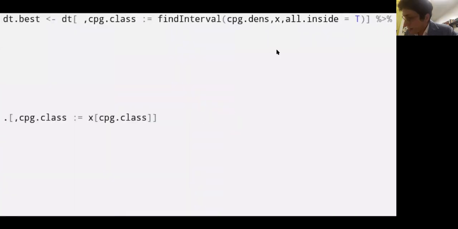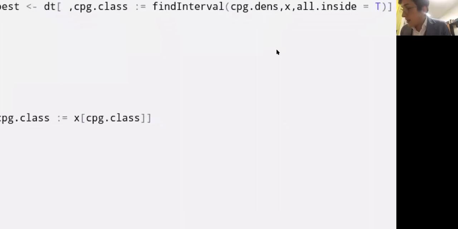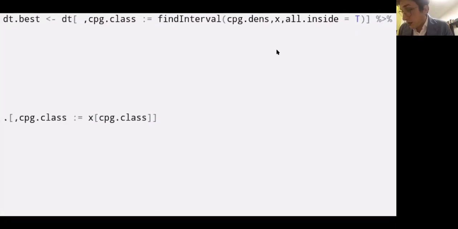Perfect. This is done with the command called findInterval. So findInterval says, take the column CpG density. You remember that we have the column CpG density in the data table, the T, with values like 0.023, etc. This says, take the T, create a new column called CpG class, which is the findInterval of CpG density, X, all inside true. X is our vector that we created before, our centered bin vector, 0.035, etc.